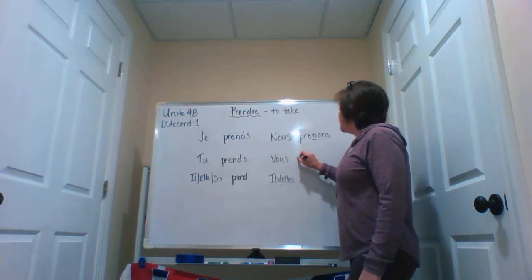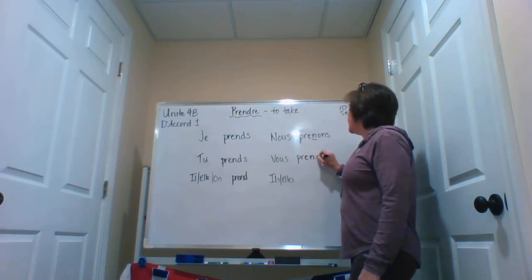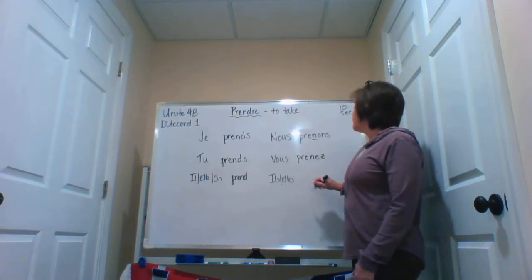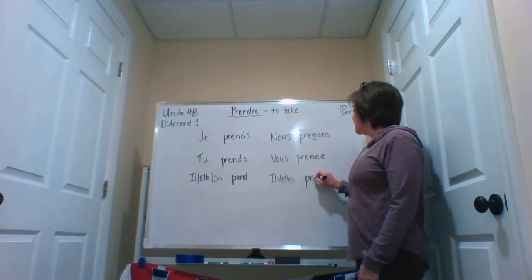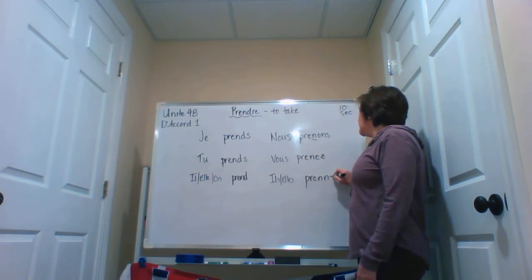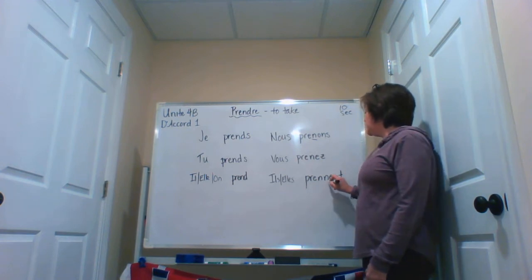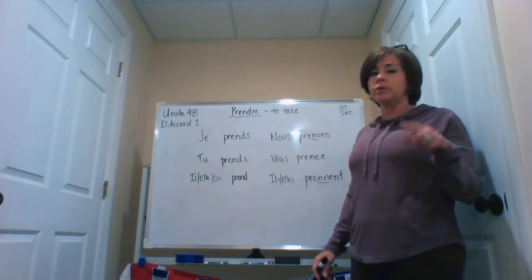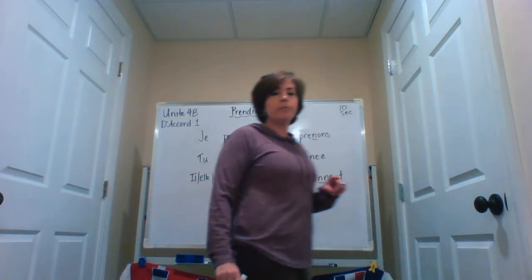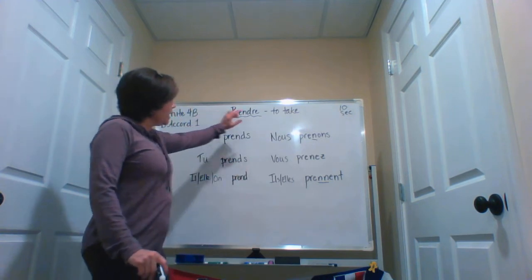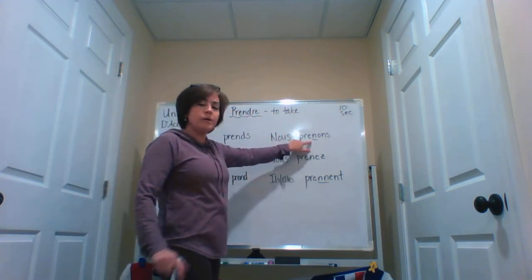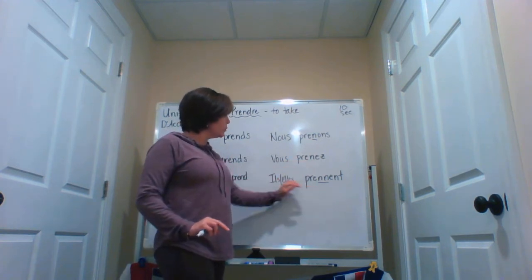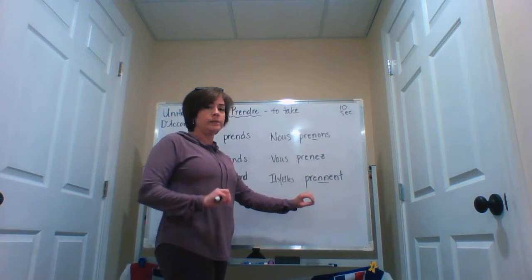Vous prenez, P-R-E-N-E-Z. And then last but not least, ils prennent. Ils prennent. We hold on to the N because you have two N's. Underline that on your chart and when you're doing your conjugation sheet to help yourself remember that in the plural, my nous has one N. My vous has one N, but when I get to third person plural, ils prennent, two N's.